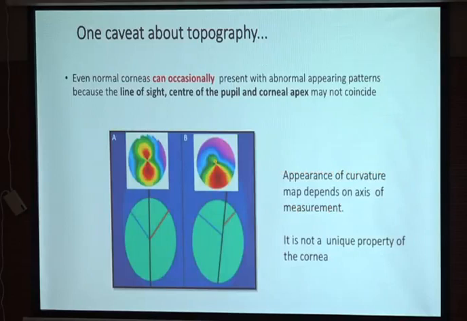One thing to remember about topography, that's all I'll speak about topography for now, is that occasionally even eyes which have a normal topography can present with abnormal appearances, because your line of sight, the center of the pupil and the corneal apex may not coincide. For example, if the patient tilts the head. These images are taken from Dr. Belin's book, and these are the topography of the same patient, but it looks abnormal because the line of sight did not match. But that happens occasionally. For your level, it would probably be better to remember that if you see some abnormality in the topography, one assumes it's abnormal and looks for the other signs.